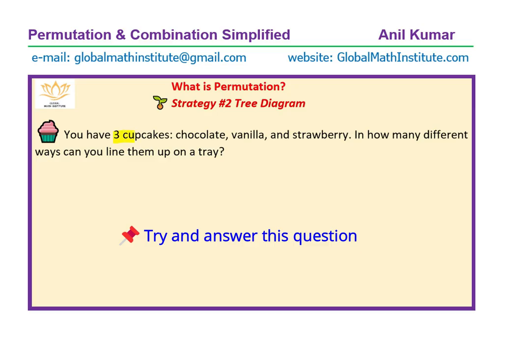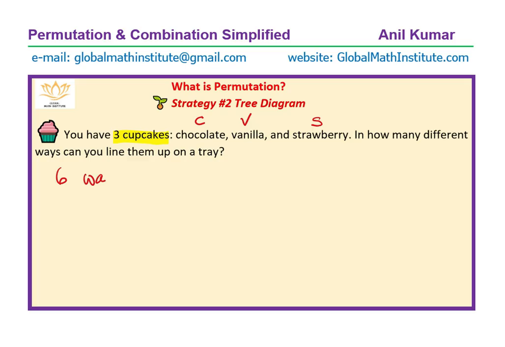So you have three cupcakes, very similar to the previous example, and these are chocolate, vanilla, and strawberries. So as soon as you get such examples, you can say C for chocolate, right? V for vanilla, and S for strawberry. And the question is, in how many different ways can you line them up on a tray? Well, it has to be similar, right? So the answer is six ways, correct? And of course, you can make this list, right?